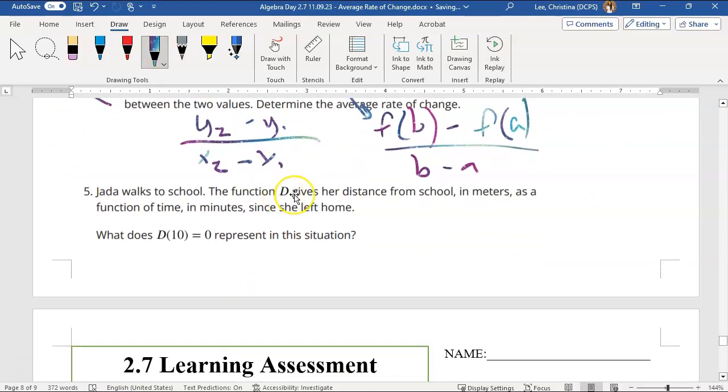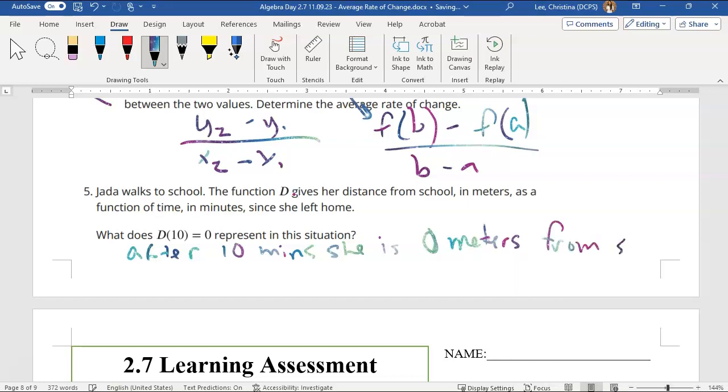All right, Jada walks to school. The function D gives her distance from school in meters as a function of time in minutes since she left home. What does D of 10 equals 0 represent? So this means after 10 minutes, she is 0 meters from school. And so this means that after 10 minutes, she left home and she is now 0 meters from school, which means she is at school. So after 10 minutes, she is, you could also say, at school.